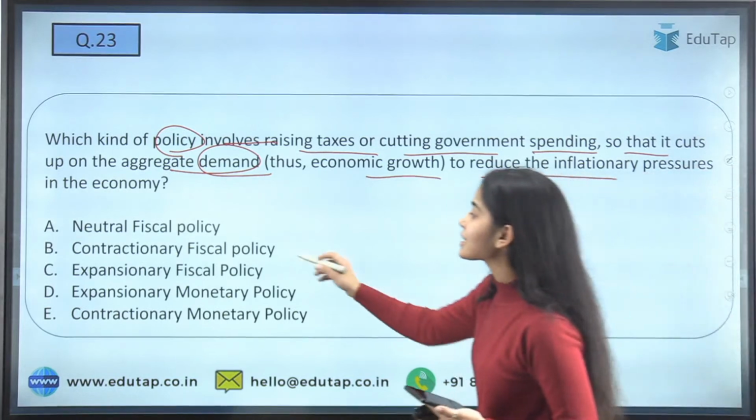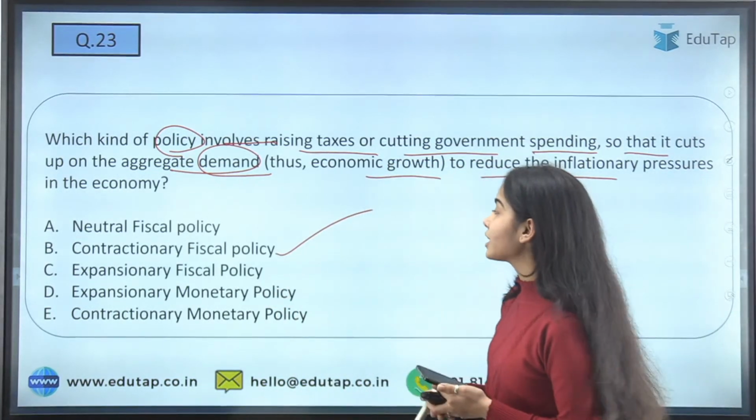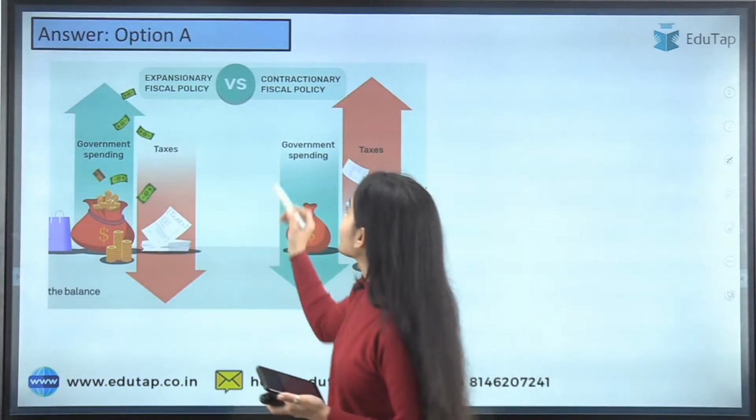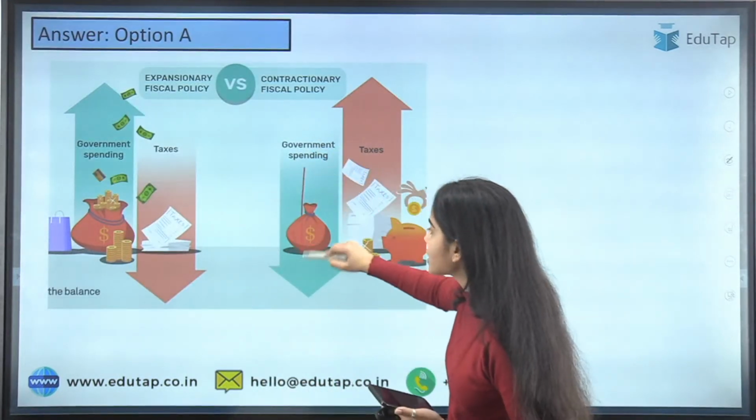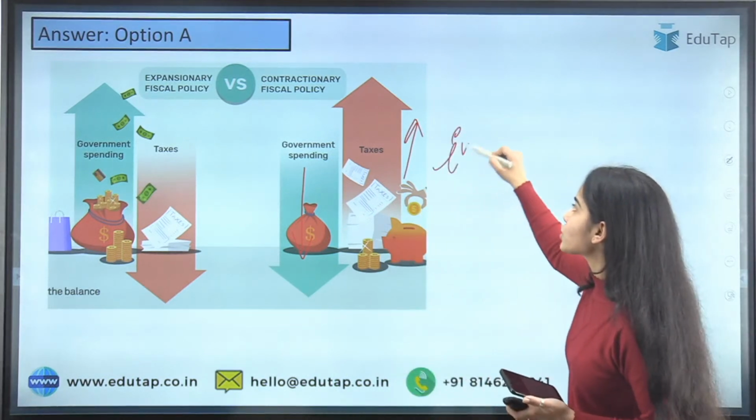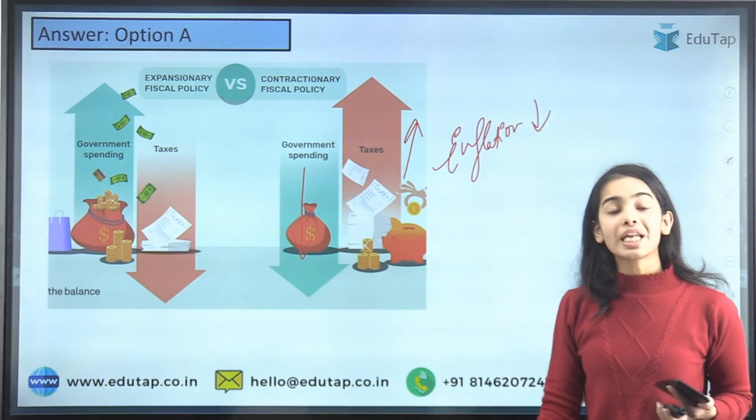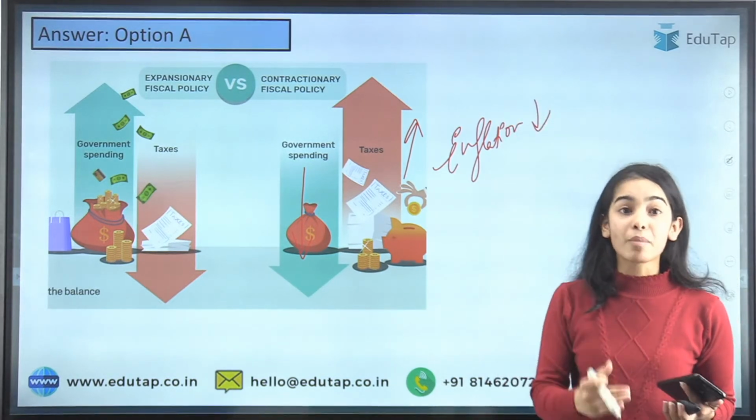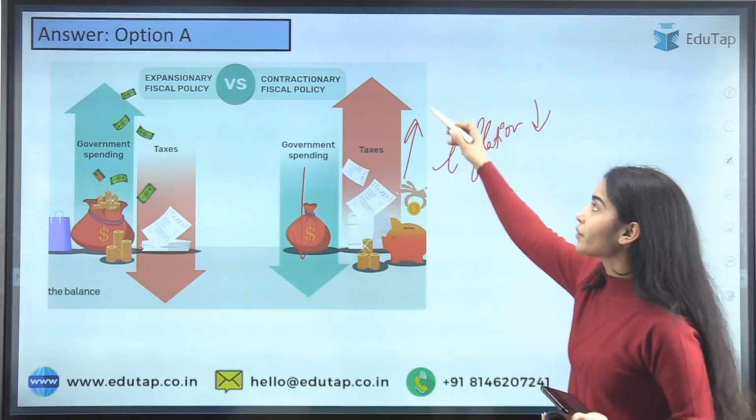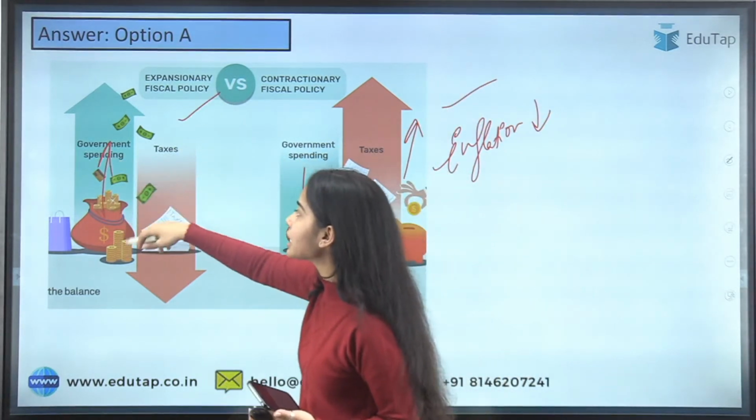So yes, the right answer is contractionary fiscal policy. That is when the government is reducing the spending and increasing the taxes. In this case, the government wants to reduce the inflation, and when will inflation reduce? When the demand will reduce. So this is contractionary fiscal policy, and this is expansionary fiscal policy, where the government spending is increasing and the taxes are reducing.